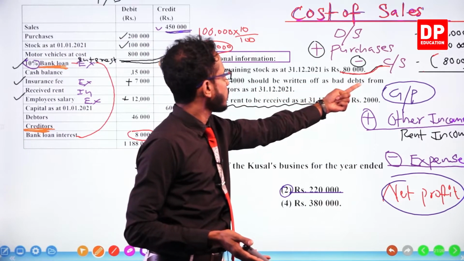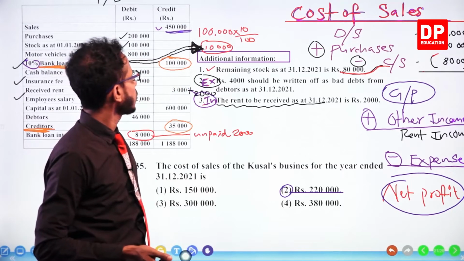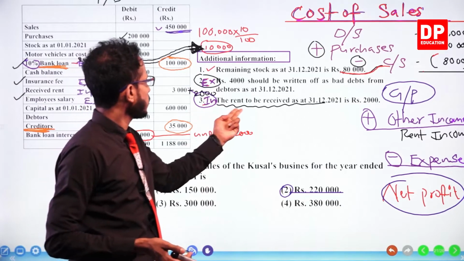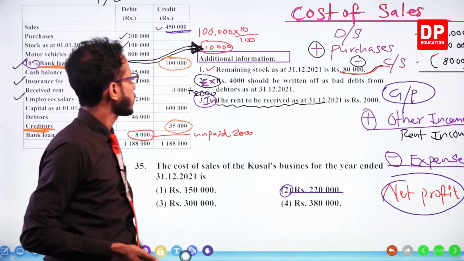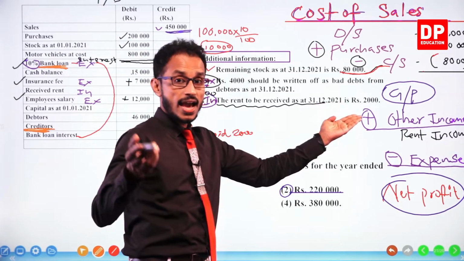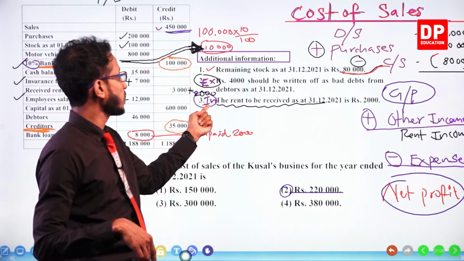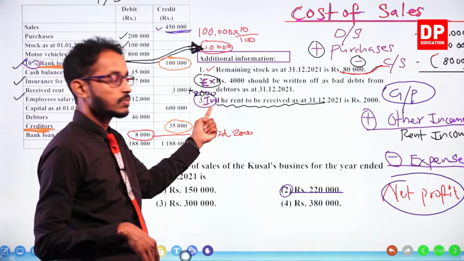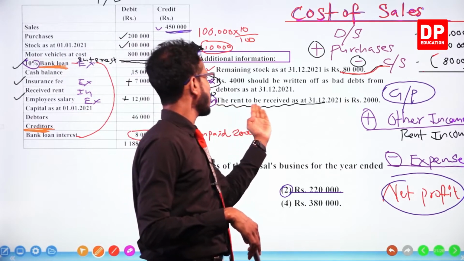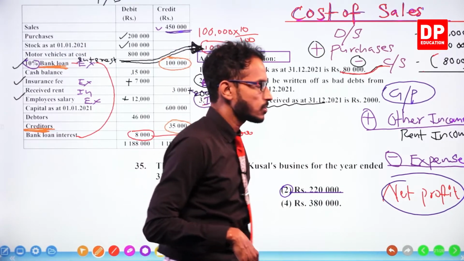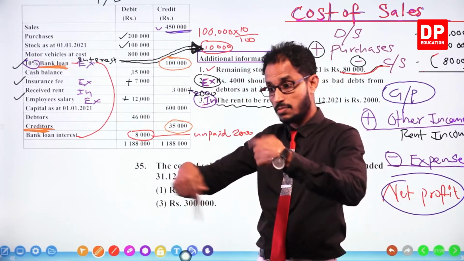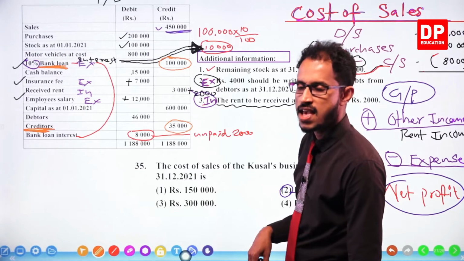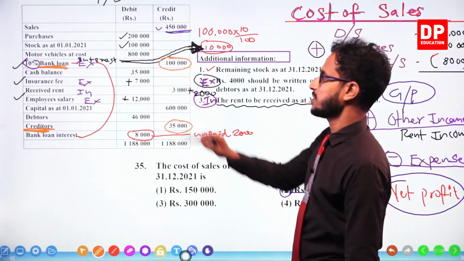4,000 should be written off as bad debts. That is an expense. Rent to be received is accrued income. See, I have marked it. Accrued incomes are current assets, so no liabilities here, right? We have to receive it. But there is another liability, and that is hidden, but I have marked it.